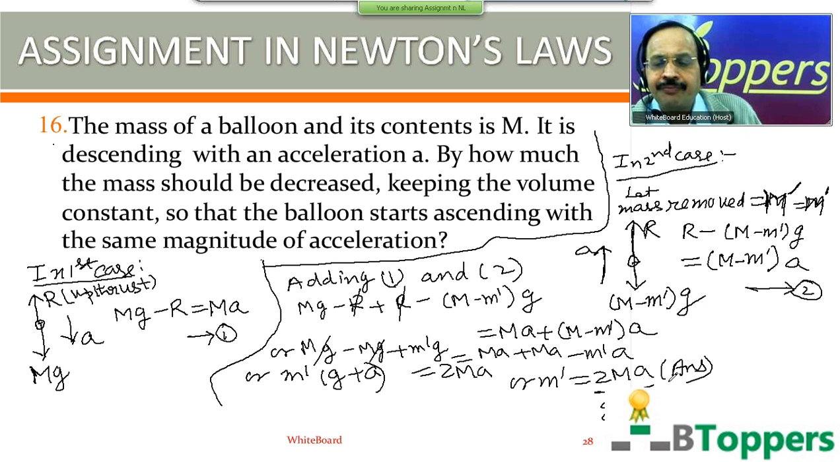So this result I am going to directly use for solving the next problem. That means in general, if the total mass of the balloon along with contents is denoted by capital M in the first case, and if the balloon is moving vertically downwards with an acceleration of magnitude A in the first case, then the mass that should be removed from the balloon so that it begins to move upwards with the same magnitude of acceleration is given by m dash equal to ma by g plus a. That's the answer.